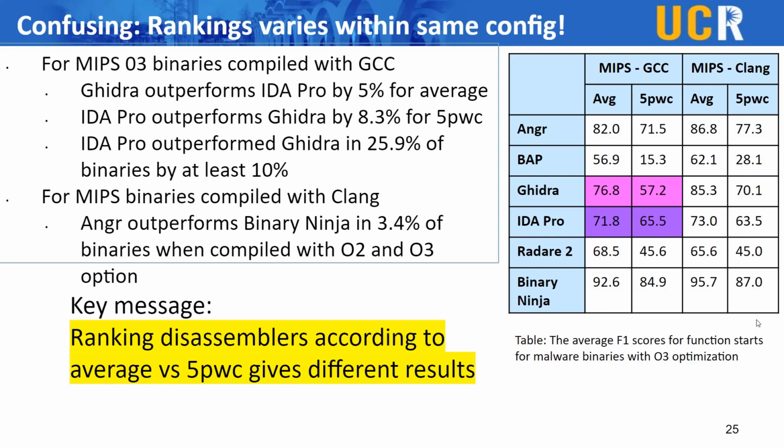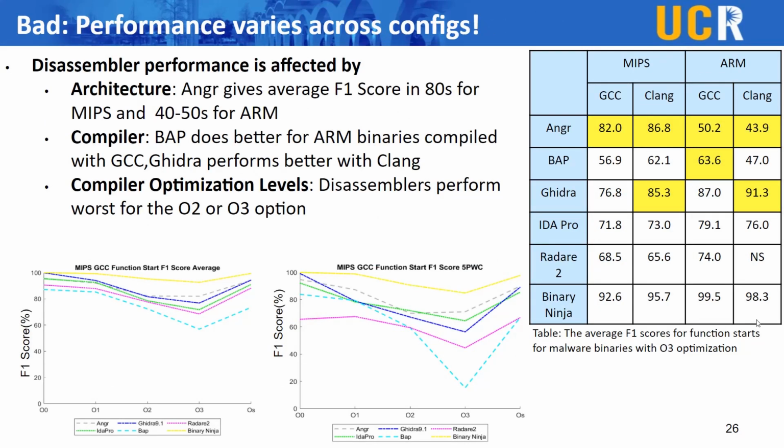And we notice a similar trend for some binaries between Binary Ninja and Angr as well. So the key message from this slide is that ranking disassemblers according to average or 5 PWC performance may actually lead to different rankings. And so it's hard to really say which disassembler is better than which other disassembler. Also, we notice that disassembler performance is sensitive to architecture, compiler, and compiler optimization levels.